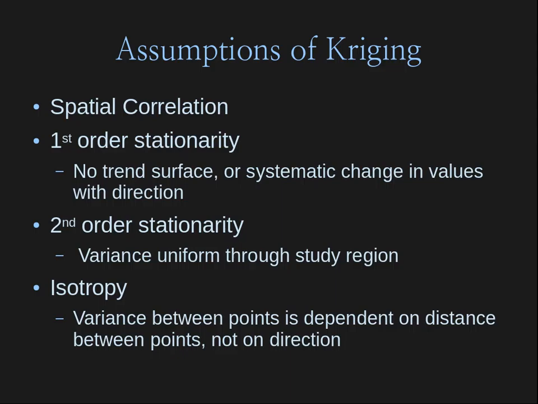Anyways, what this means is that the variance between points is only dependent on the distance between those points, not the direction. The amount of randomness between two points should go up as we get farther away, and that should be essentially equivalent whatever direction I go. If the unpredictability increases in one direction as opposed to another, we're going to have a small problem and we need to correct for that. If you violate any of these assumptions, there are corrections, so you don't have to worry so much about it.